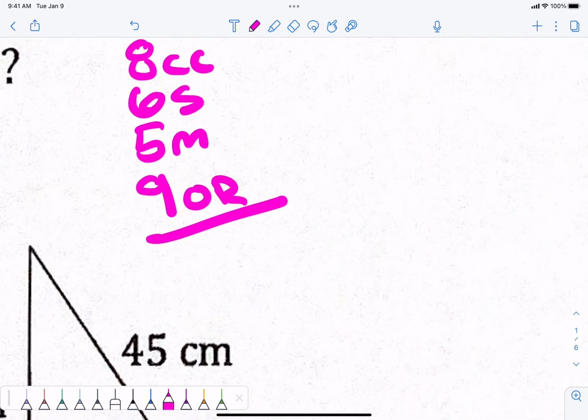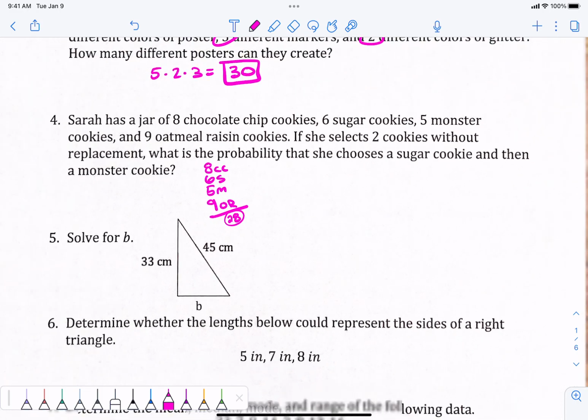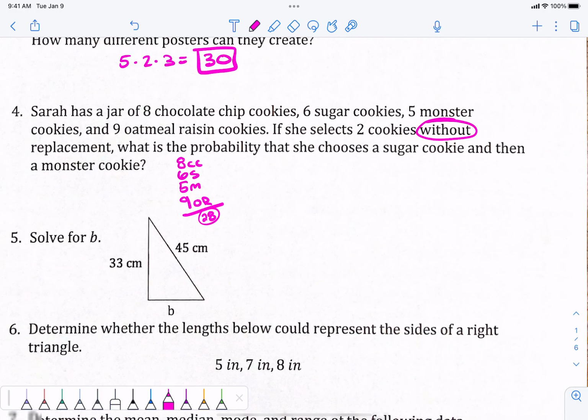8 plus 6 plus 5 plus 9 is a total of 28. 28 total cookies. Okay. We are selecting 2 cookies without replacing the cookies. What is the probability that she chooses a sugar cookie and then a monster cookie?